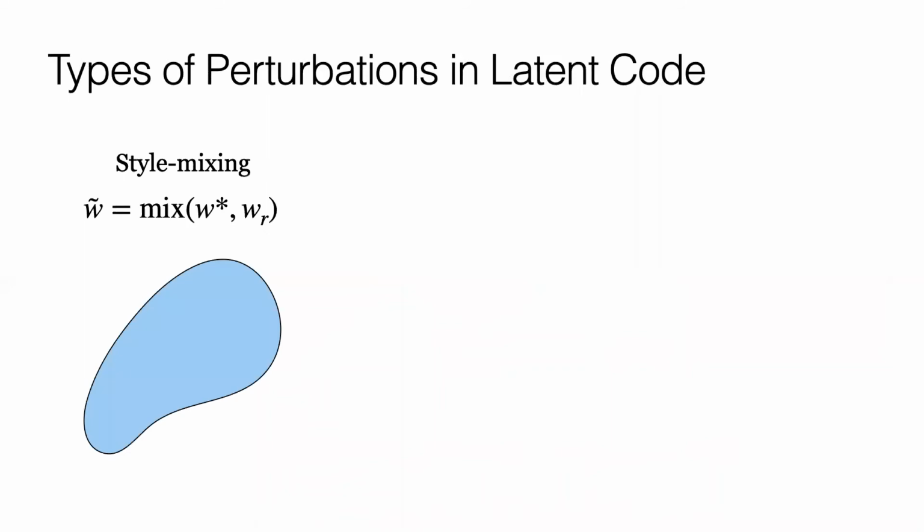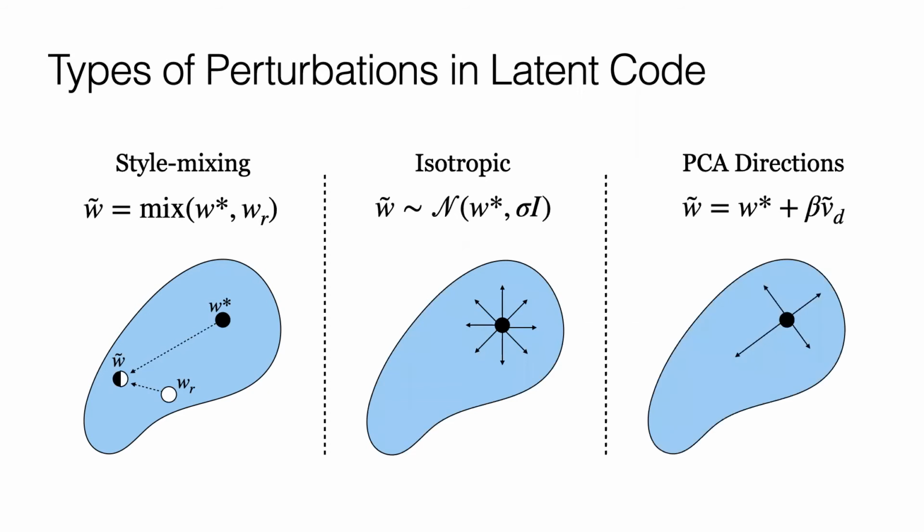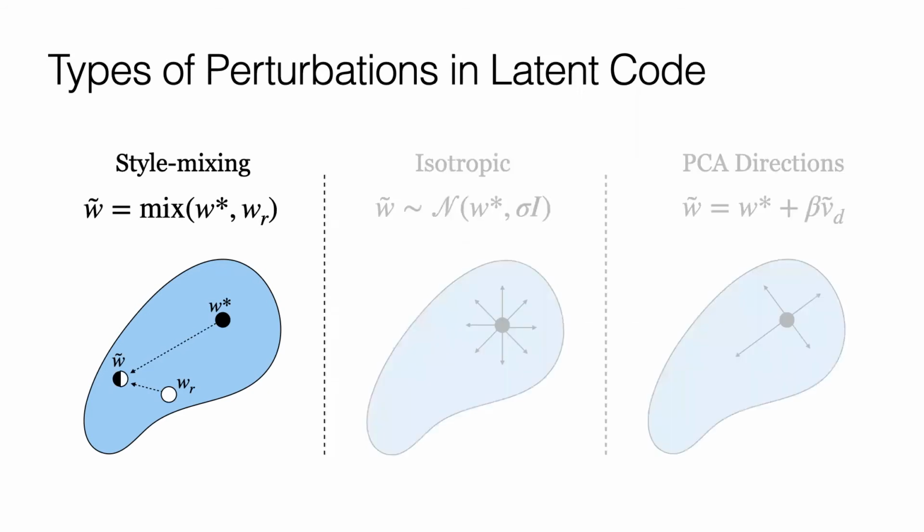We investigate 3 different ways we can perturb the optimized latent code. The style mixing operation takes the optimized latent code and a completely random latent code and swaps them at a specified layer of StyleGAN. We also tried isotropic perturbations and using PCA directions, but we found that style mixing was more beneficial across different experiment settings.